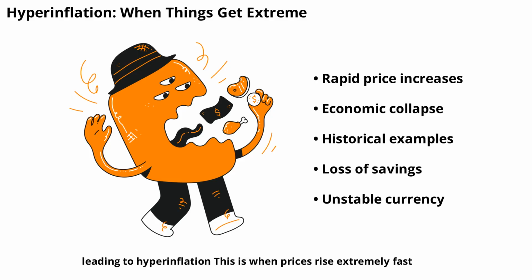Sometimes, inflation can spiral out of control, leading to hyperinflation. This is when prices rise extremely fast, often by hundreds or thousands of percent in a short period. Hyperinflation can devastate economies, wiping out savings and making everyday goods unaffordable. Historical examples include Zimbabwe in the late 2000s and Germany in the 1920s. Hyperinflation is rare, but it shows why keeping inflation in check is so important.